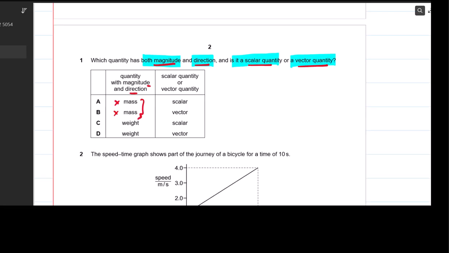Mass की कोई direction नहीं है हमारे पास. Weight has a direction and magnitude as well. It acts in the downward direction. So from C or D we are going to have an option. So weight is a vector quantity. So D is correct because it has magnitude and direction. So it is a vector quantity.